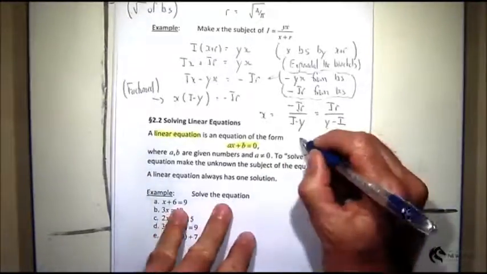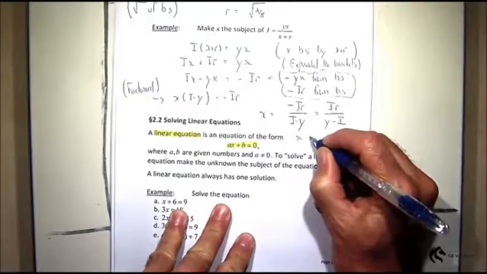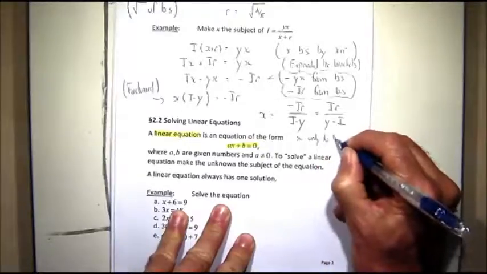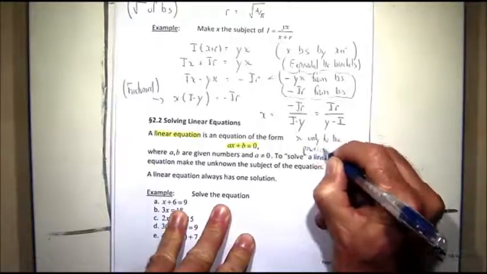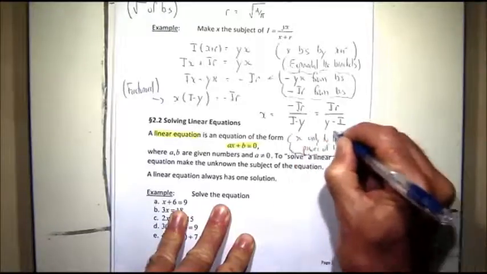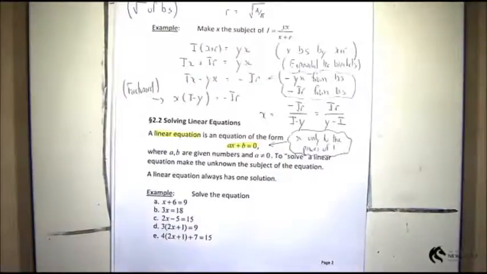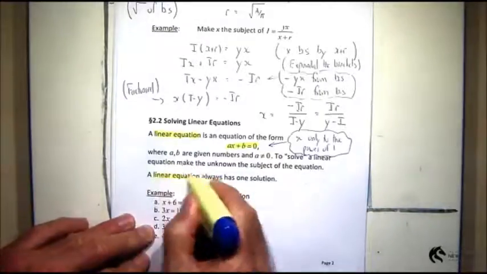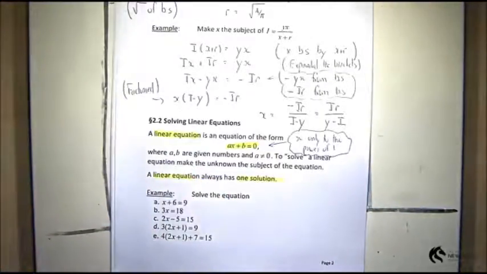So x only to the power of 1 in there. So I don't have x squared, I don't have x cubed, I don't have x to the 3 on 2, I don't have x to the minus 1, any of those things. That makes it a linear equation. And a linear equation always has exactly one solution. There's one value of x that makes that equation true.